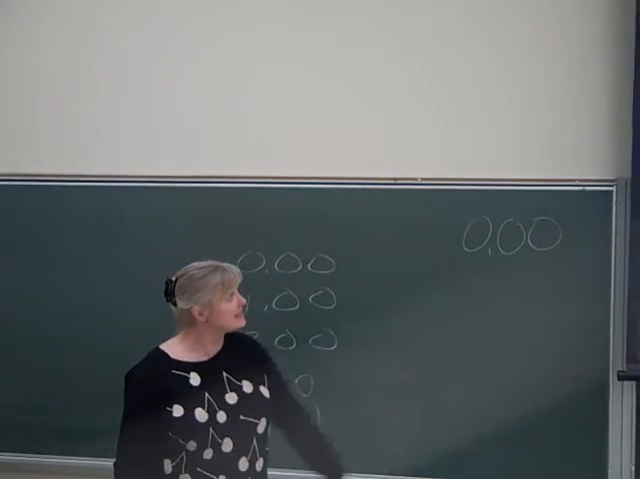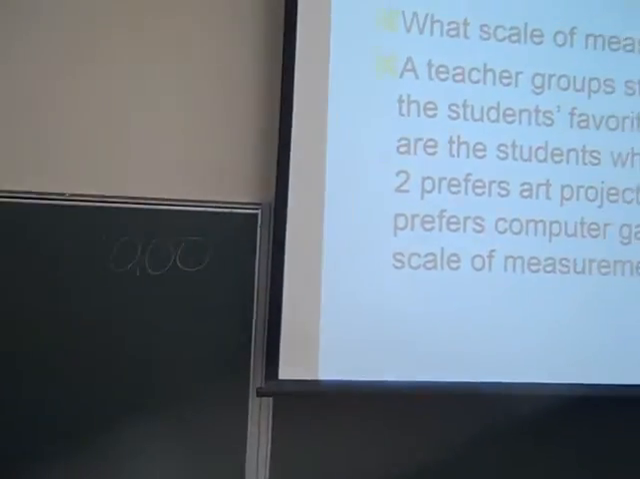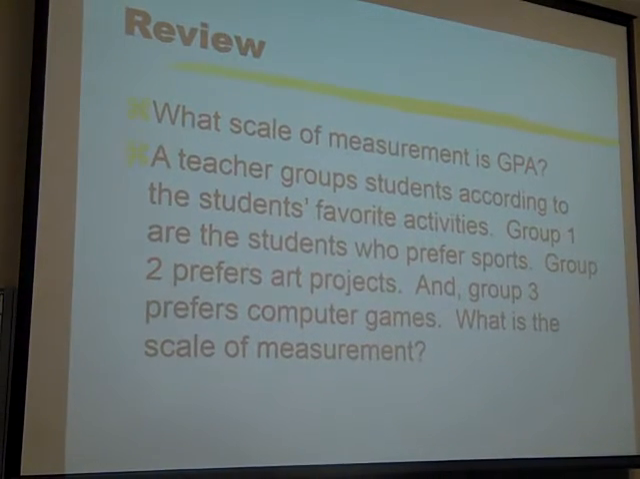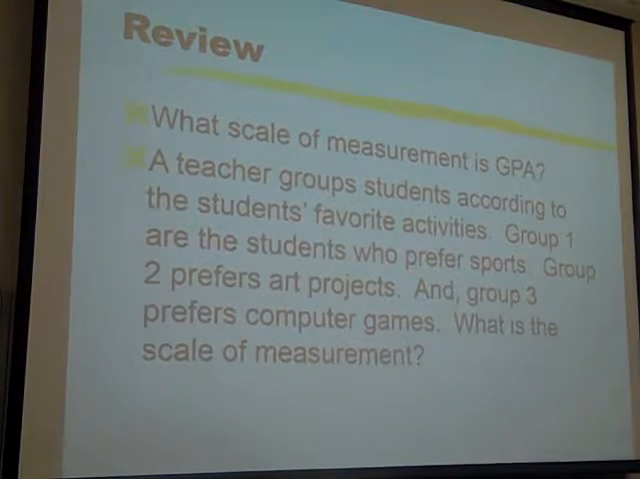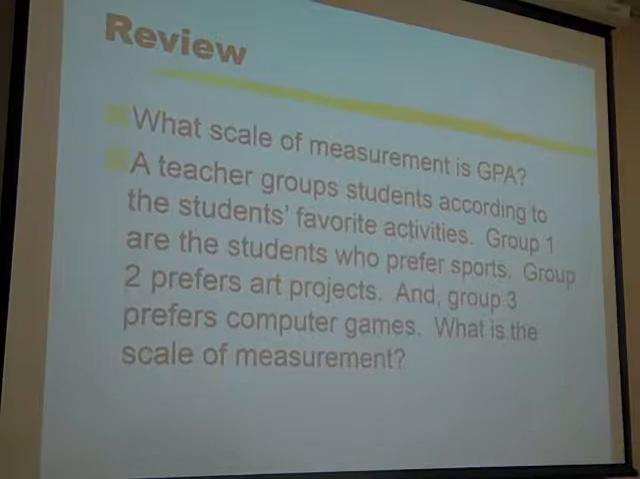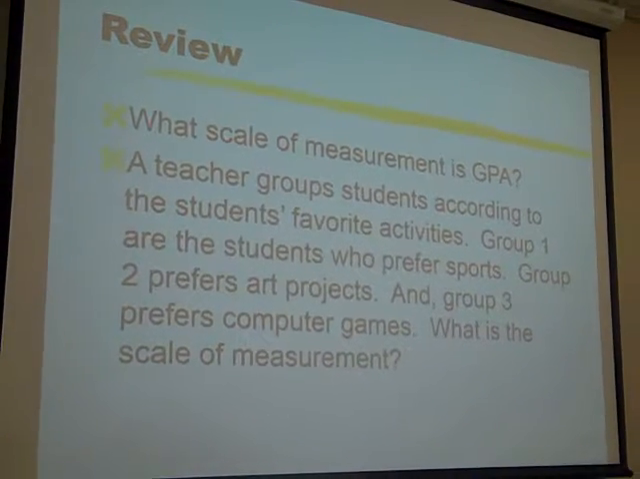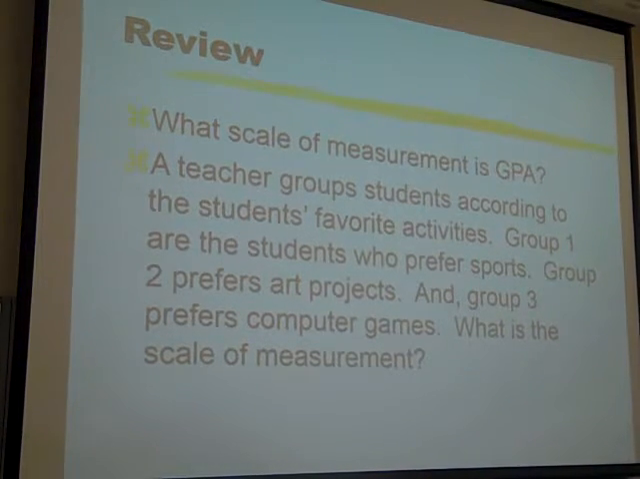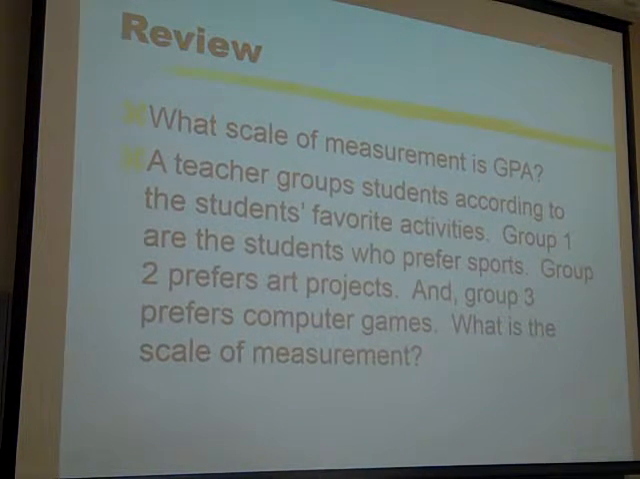And the last is assigning group numbers. Group 1 prefers sports, 2 prefers art, and 3 prefers computer game. So we would say that is the nominal scale of measurement, because we are simply categorizing the groups with numbers.